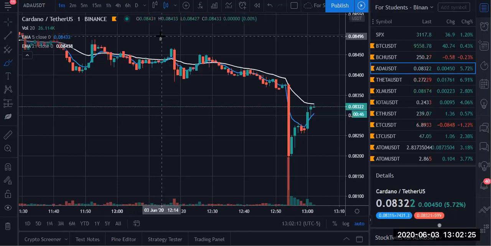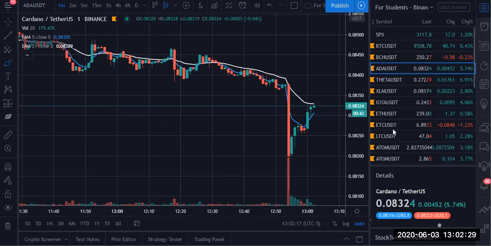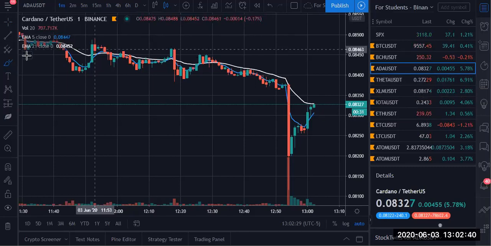But yeah, that's about it. So with that, I've gone over setting up the Binance Futures part, scanning the market, and also trading with these two indicators.